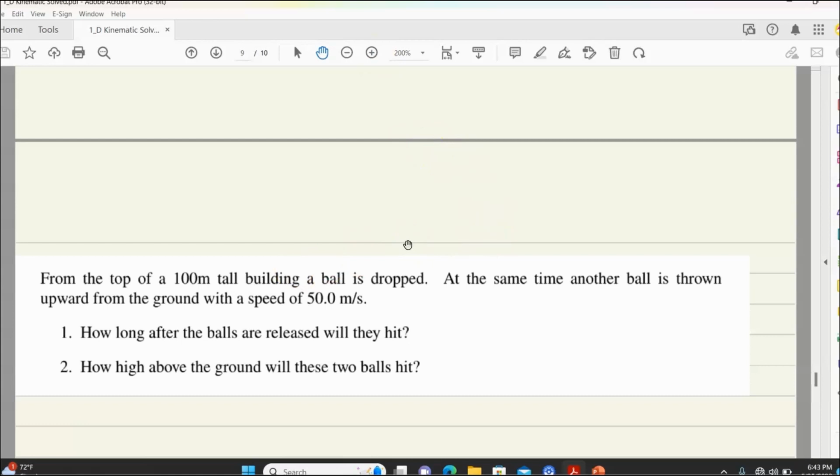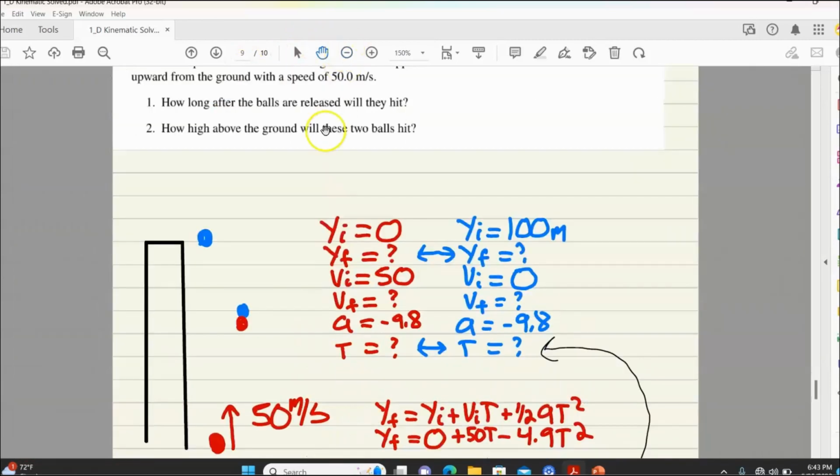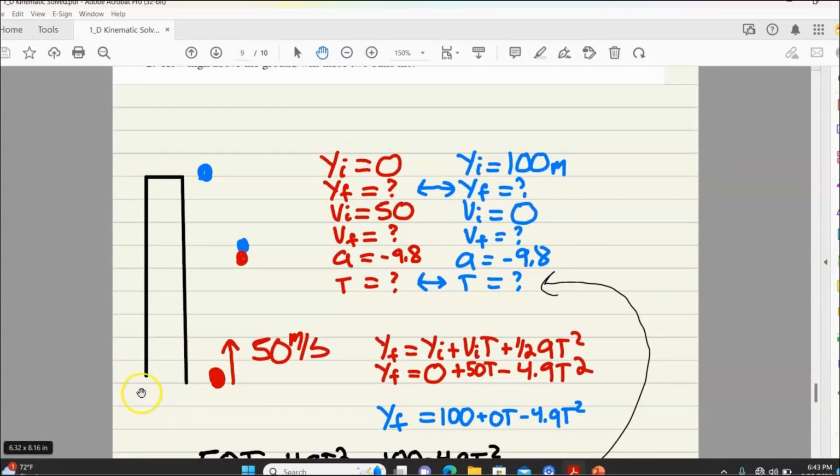Problem number 3. From the top of a 100-meter tall building, a ball is dropped. At the same time, another ball is thrown upward from the ground with a speed of 50 meters per second. How long after the ball is released will they hit each other? How high above the ground will these two balls hit? You may want to pause the video and try this out. The first step for any one of these problems is to draw the picture.